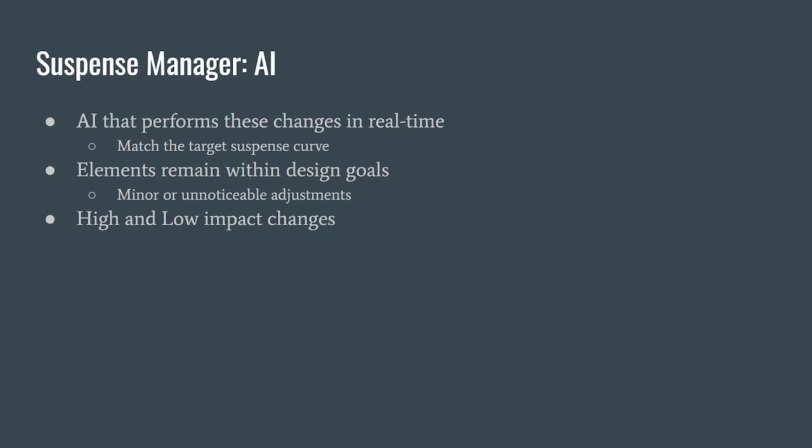The AI then has high impact and low impact changes that it can make to the state of the game at any point. High impact changes are more dramatic actions like the spawning of items or enemies, which are very noticeable and not easy to undo. Our suspense manager uses the high and low impact changes to evaluate, analyze, and adjust the expected level of suspense in our game in order to match it to the target suspense curve.